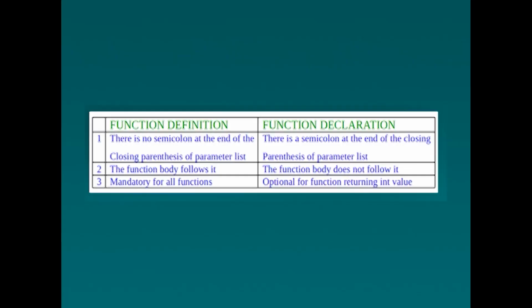Observe in the table that the function declaration is different from the function definition. In function definition, there is no semicolon at the end of the closing parenthesis of the parameter list. In function declaration, there is a semicolon at the end of the closing parenthesis of the parameter list. In function definition, the function body follows it. In function declaration, the function body does not follow it. Function definition is mandatory for all functions, but function declaration is optional for function returning int value.